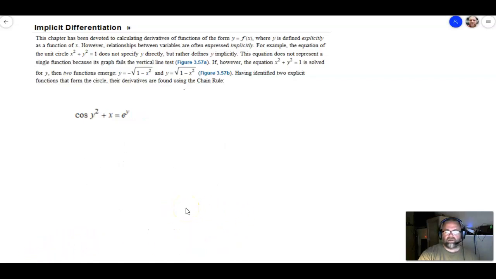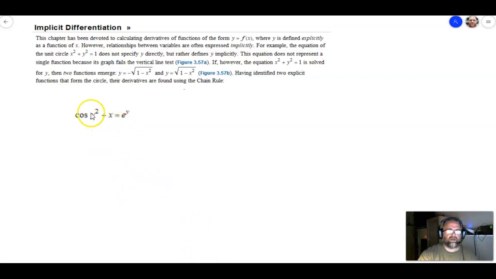All right, we are constantly getting harder here. So this is cosine of y squared plus x is equal to e to the y. So go ahead, see how far you can get. Pause the video. When you're ready, we'll go through the solution.